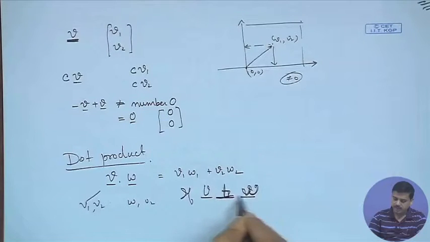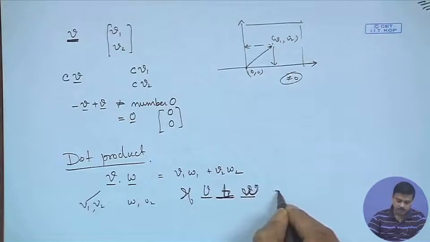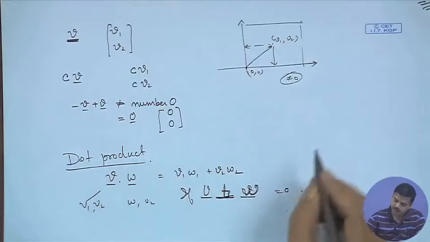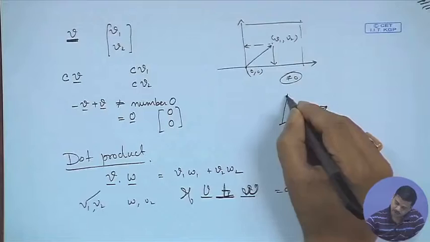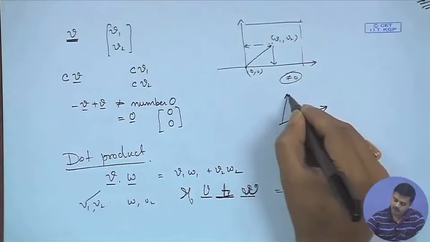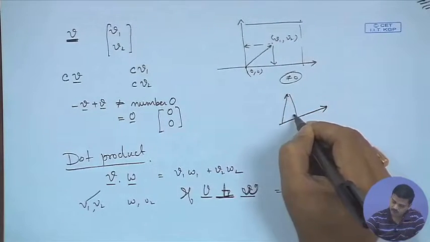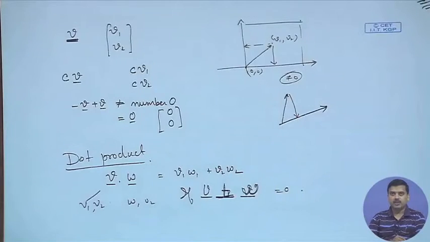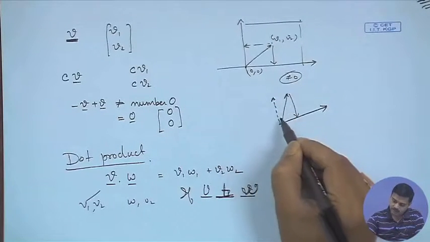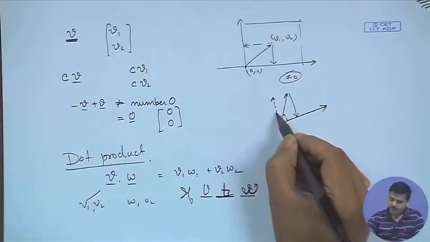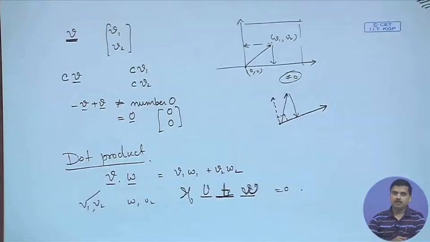Orthogonal means at 90 degrees. The dot product is 0, because if this is one vector and this is another vector, dot product basically means taking the projection of one on the other. Once you take the projection, if this is at 90 degrees, the projection will be at the point 0. So you don't get any component on the projection, so it is 0.